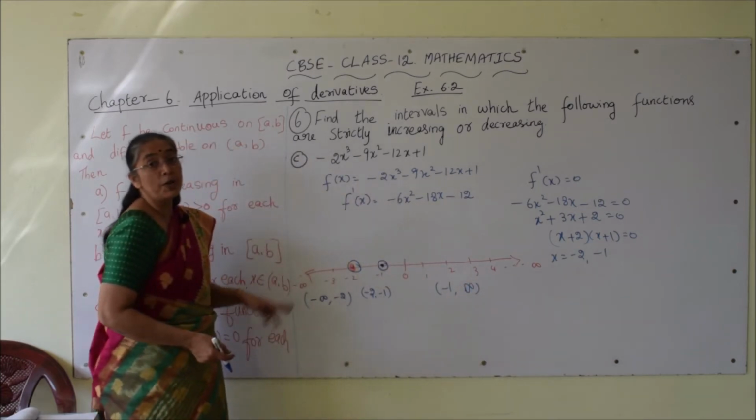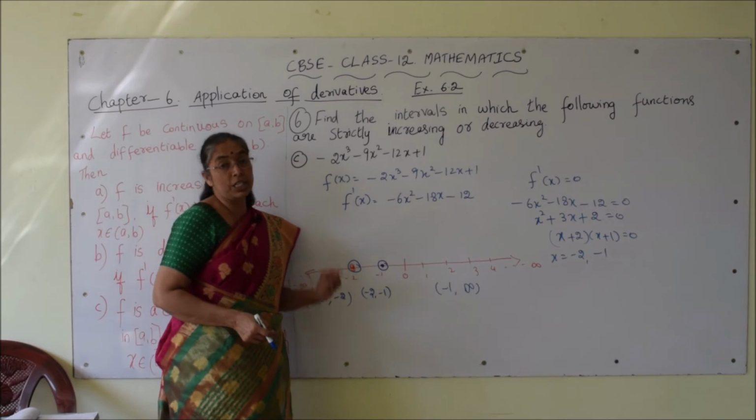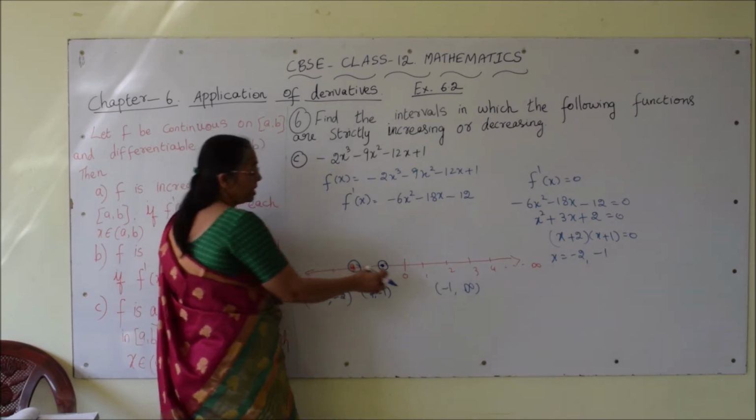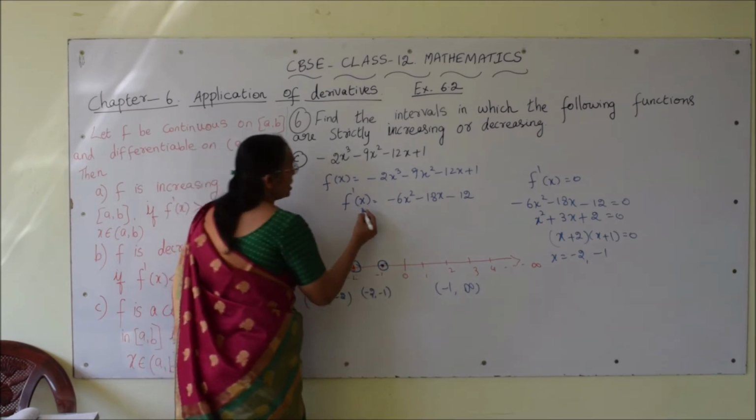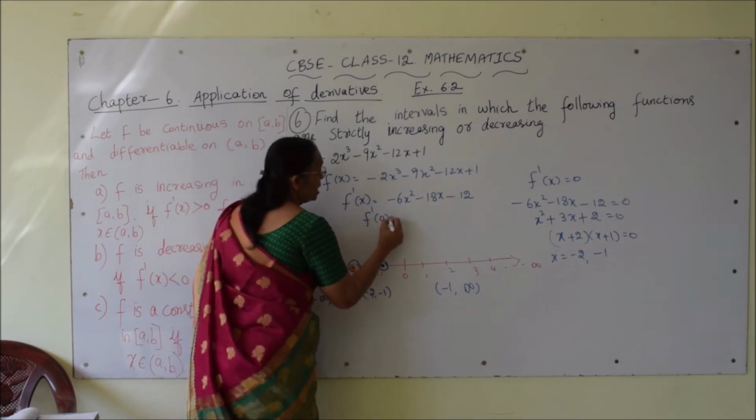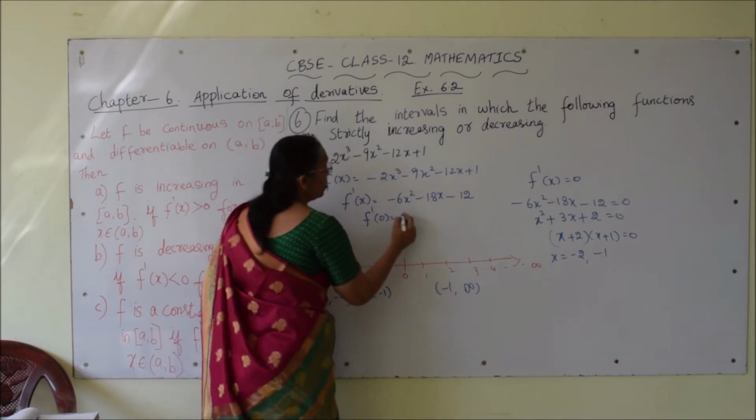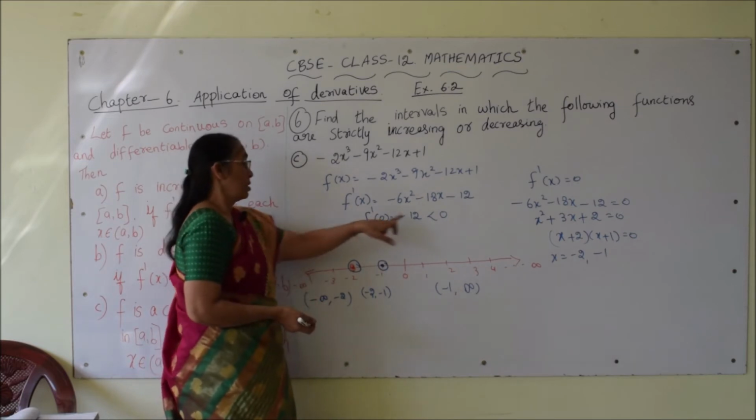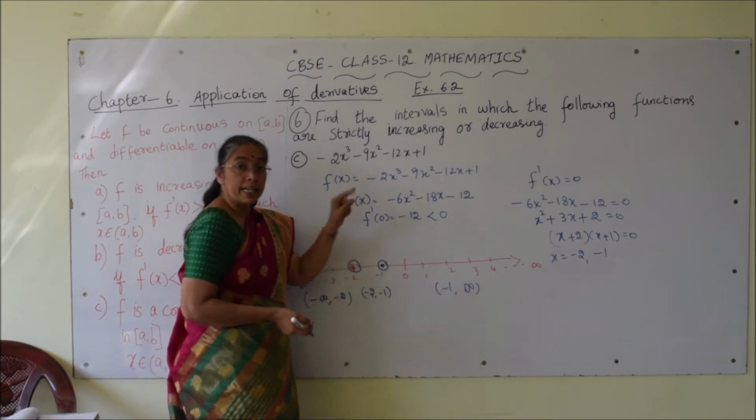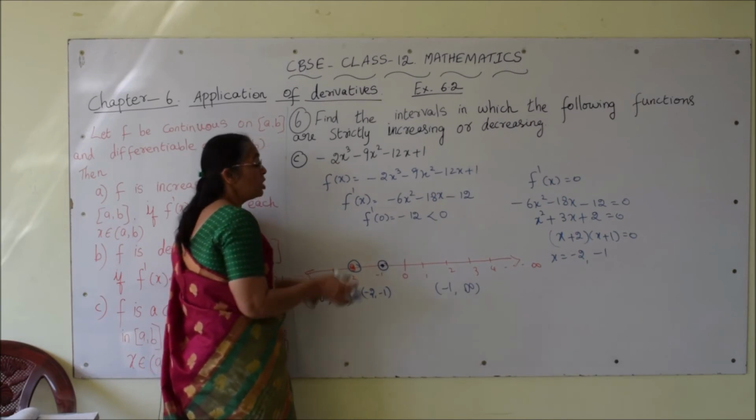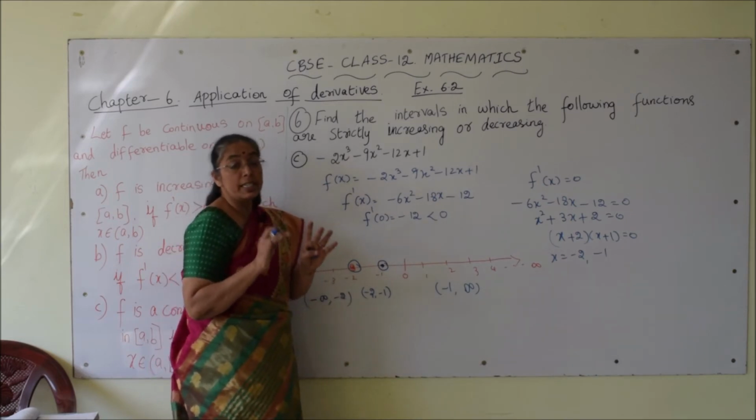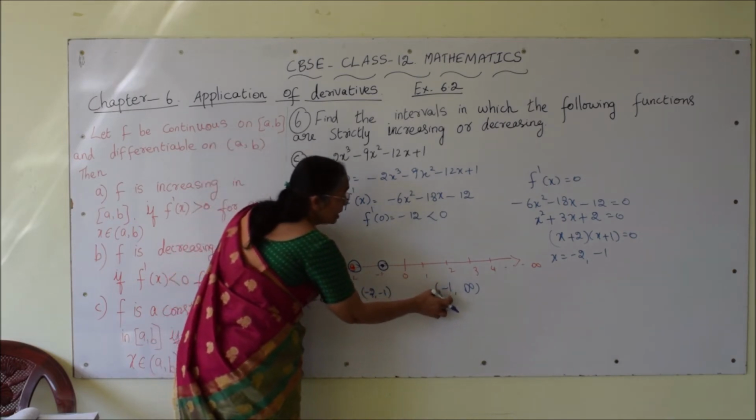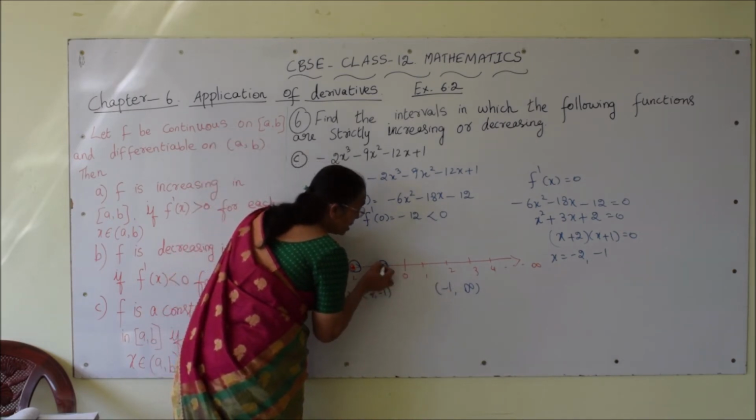Now, we have to find out in these 3 intervals in which interval the function is increasing and in which intervals the function is decreasing. So, for convenience let us take 0 and substitute in f dash of x. So, our f dash of 0 is 0, 0 minus 12. So, f dash of x is less than 0, negative, in the interval where the origin is there. So, in that particular interval the function is decreasing. Origin is there in this interval. So, in this interval the function is decreasing.